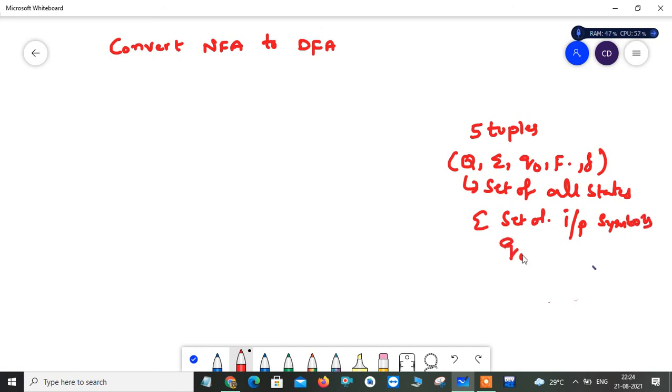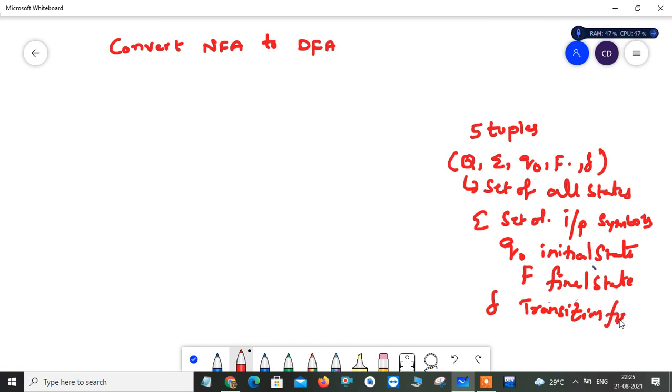Q naught is the initial state, F is the set of final states, and delta is the transition function. This transition function will differentiate whether you are constructing a DFA or an NFA. So how does it differ? For a DFA, the transition function is like this.